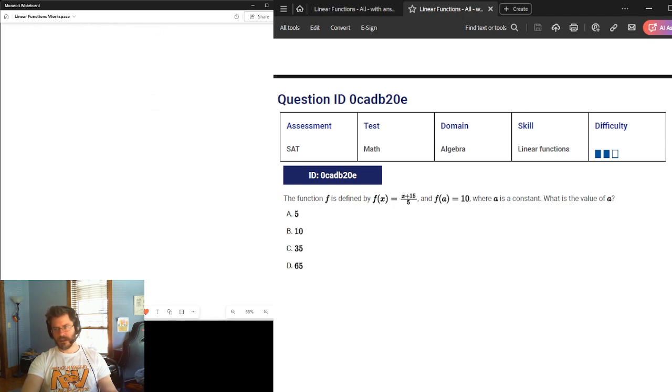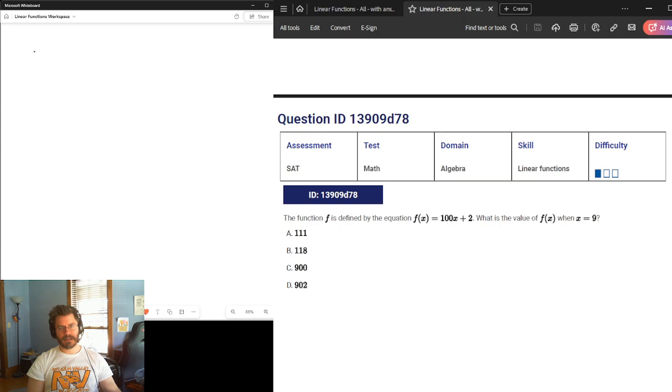Question 58, code D78. We've got a linear function, mx plus b format again. 100 is our slope, 2 is our y-intercept. x is 9, so it's similar to the last question, but instead of making y equal to a number, we're saying x is a number.